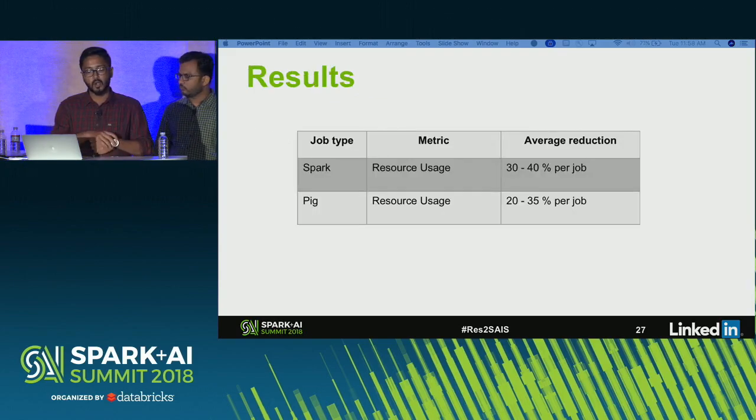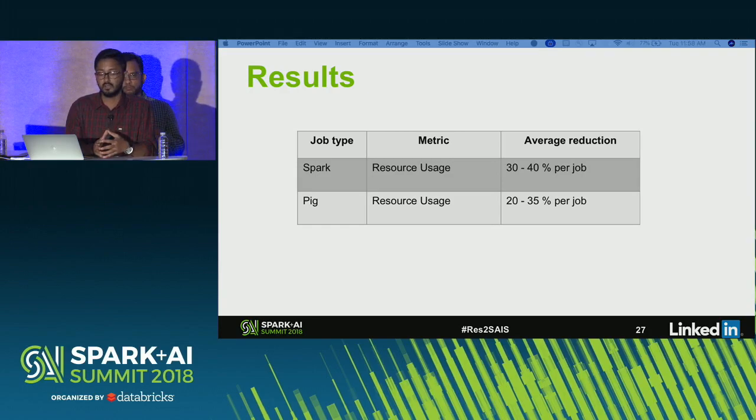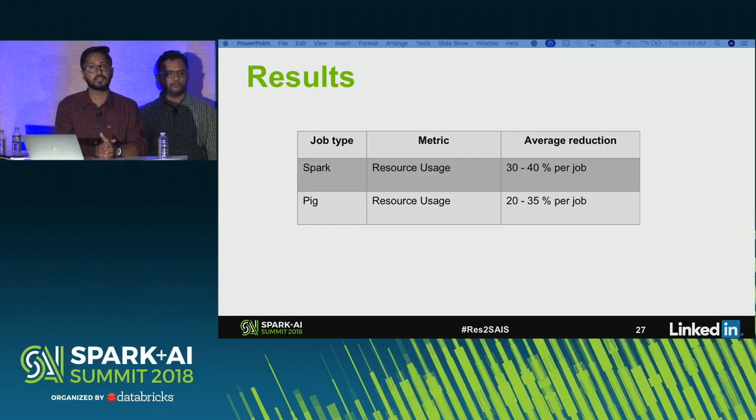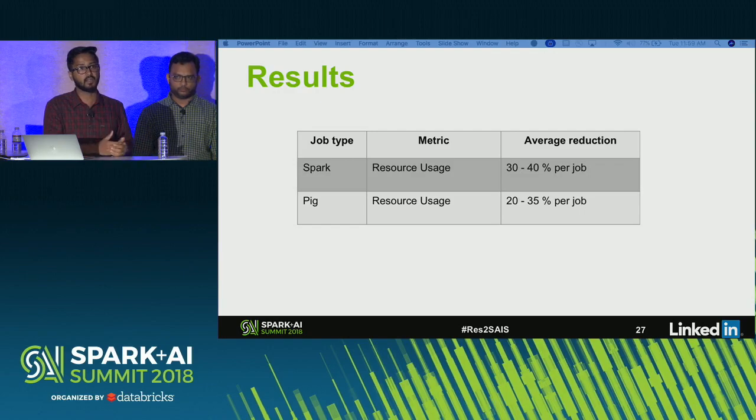These are the results which we got. For Spark, we reduced the resource usage in the range of 30% to 40%. This is from the POC which we did. For Pig, we were able to reduce the resource usage in the range of 20 to 35%. And this is from the production cluster. These Pig jobs which I'm talking about are running in production right now in the LinkedIn cluster.